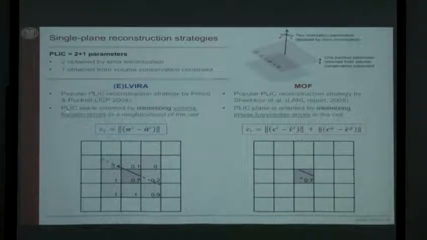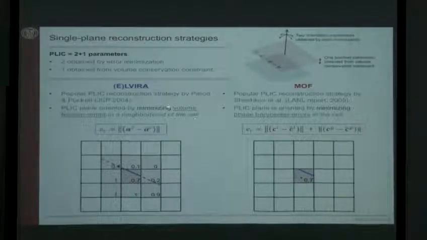I was going to say old school, but yeah, I guess you could say it's old school at this point. In 2004, Pilliard and Puckett proposed a method that they called Elvira. There are two variants: the E-Elvira and the Elvira method. This is a very powerful method that's been very good and it's been used extensively.